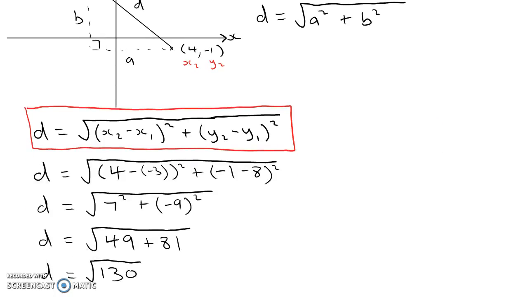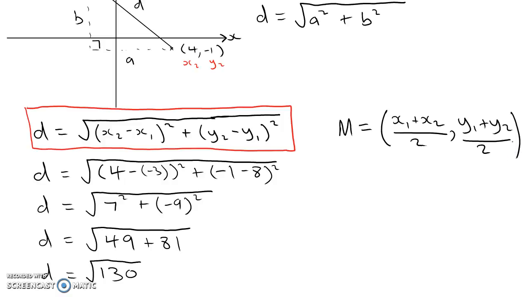Now, if we were to find the midpoint of this line segment, the midpoint of a line segment is just found by taking the average of the two x coordinates and the average of the two y coordinates. So the rule for finding the midpoint is m equals x1 plus x2 over 2, so the average of the two x coordinates, y1 plus y2 over 2. So remember, the midpoint is actually a set of coordinates. So all we've done there is take the average of the two coordinates.